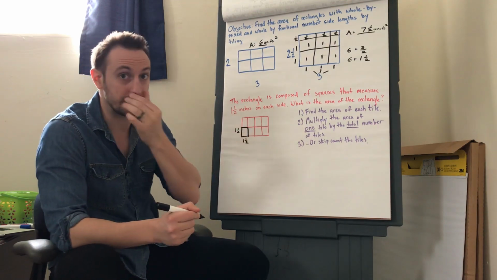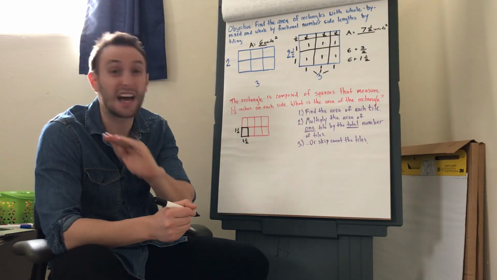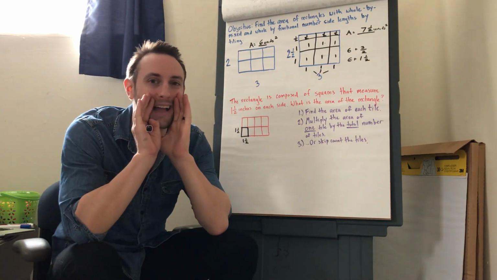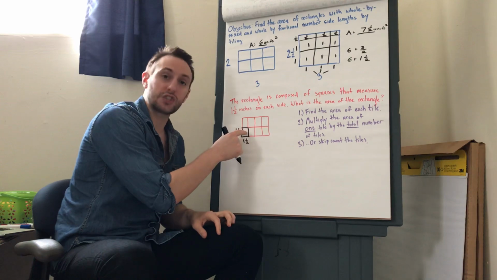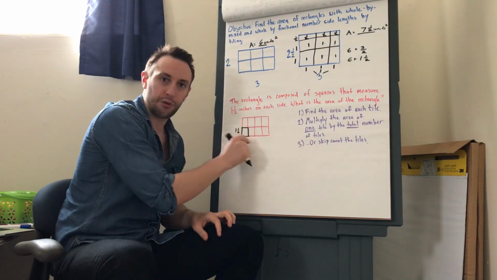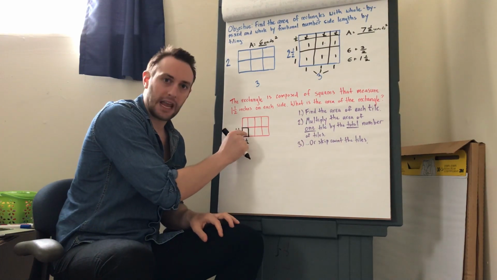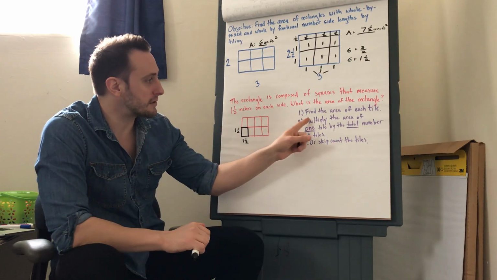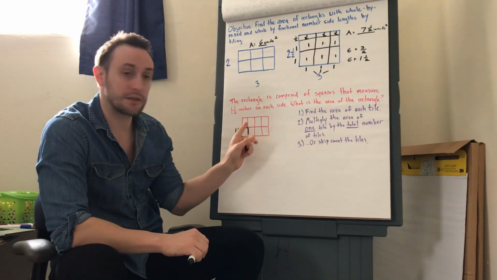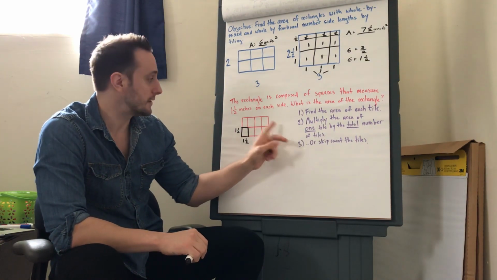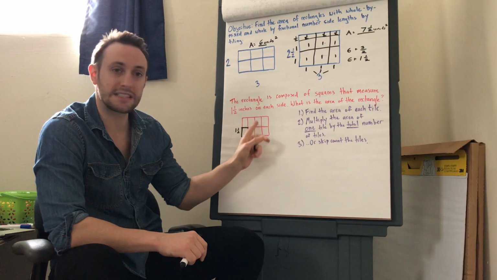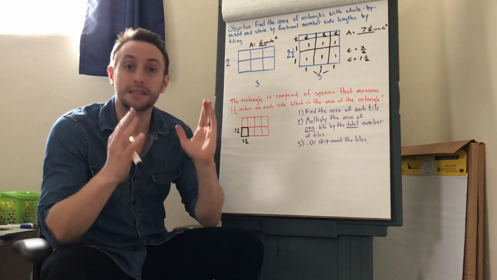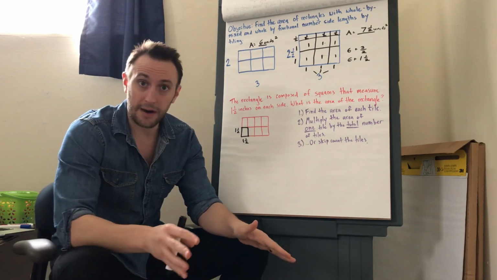So watch the 3 steps. These 3 steps are going to change your life. Step 1, find the area of each tile. A tile is the smaller unit. It's not the whole thing. So we're going to find the area of the tile, okay? Then we're going to multiply the area of the tile by the total number of tiles. So here we're going to have 1, 2, 3, 4, 5, 6, 7, 8 tiles. So whatever the area of this is, times 8, and that's going to be our answer.